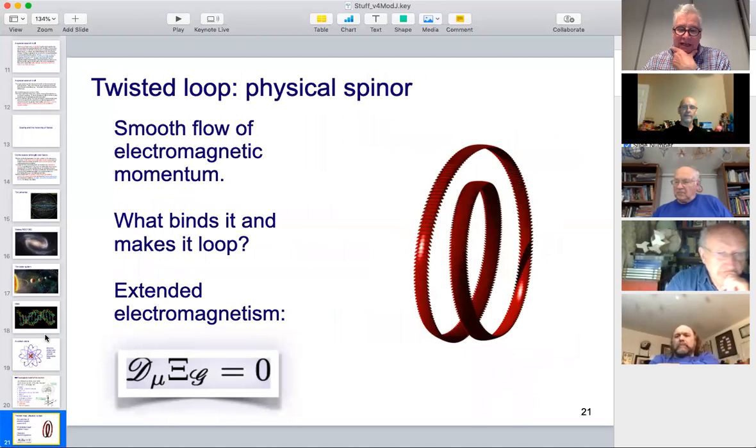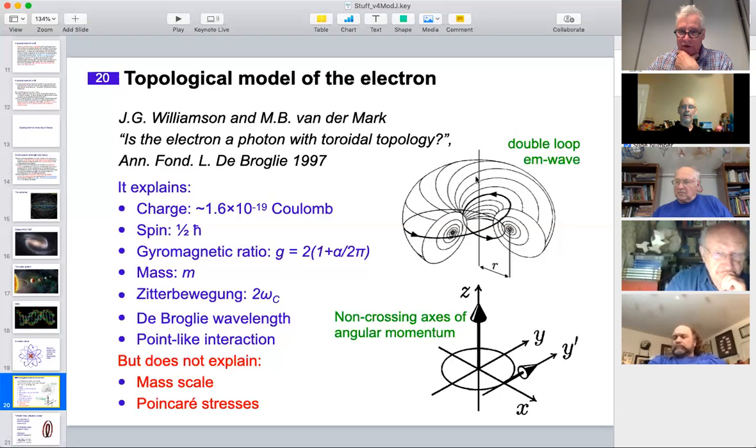But let's just have a look inside this thing. You see this double loop here. Here's a double loop on the surface of a torus. There's also a series of nested tori here. This is the original model, and what it's talking about is a photon spinning around inside a torus, but twisting around inside a torus. So that's a construction of an electron from a photon.